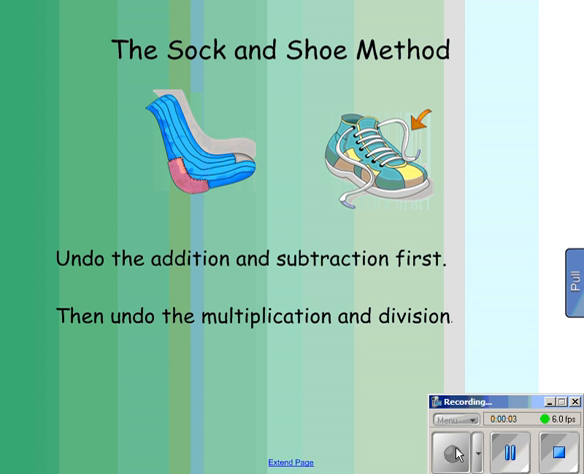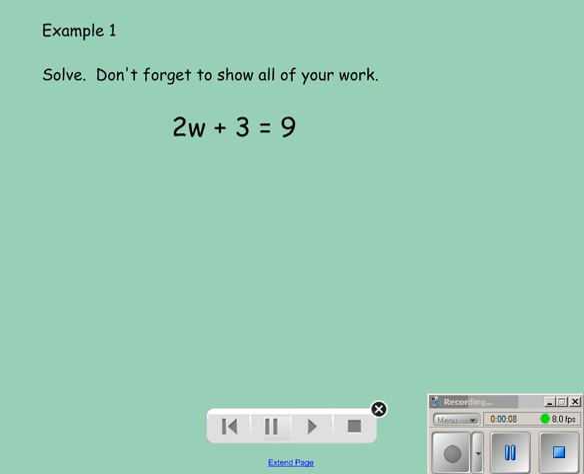When you are doing a multi-step equation, undo addition and subtraction first, and then you undo the multiplication and division. So, for example, this one is a multi-step equation. Why is it a multi-step equation? What are the two types of operations that you see in this equation? There is multiplication happening, and what other operation is happening? Addition is happening. As soon as there are multiple operations, it's a multi-step equation. And in this one, we have multiplication and addition.